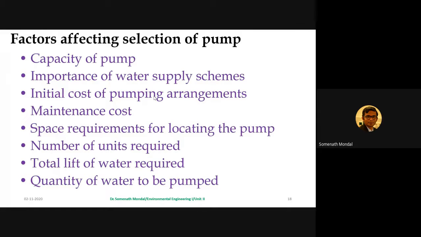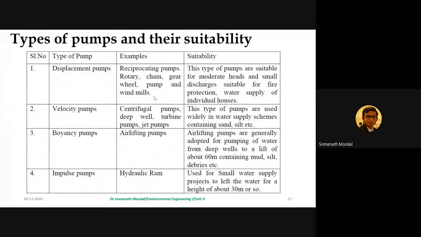So with this, we'll move to factors affecting selection of a particular type of pump. Sir, which type of pumps are used widely? See, from this table only you will be able to understand. You see, we say that centrifugal pumps and deep well pumps, turbine pumps, and jet pumps, they are the pumps which are widely used in the supply scheme.